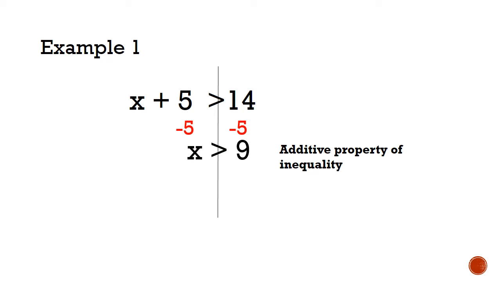And this is the final solution, which includes every single number greater than 9. So in this case, we don't have just one exact value for x. We have many values, and we're going to represent these values on the number line. 9 is not included in this solution set, which means I'm going to have to make an open circle for 9, but I'm including every single number greater than 9, which is to the right of the 9 on the number line. And that represents the solution set for this inequality.